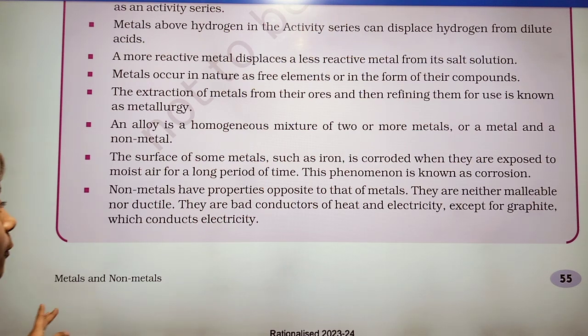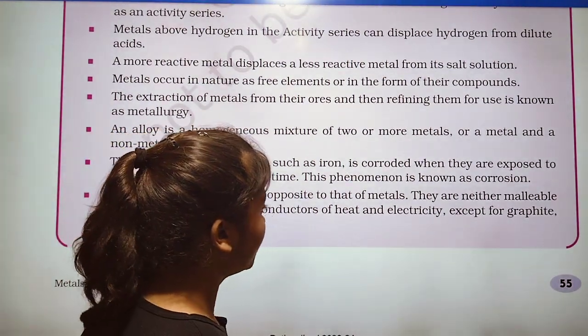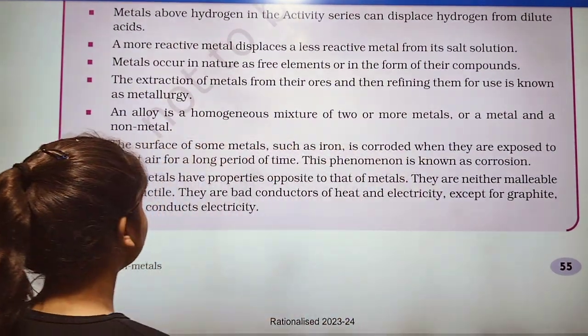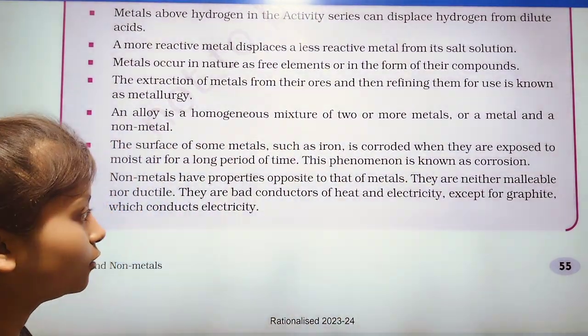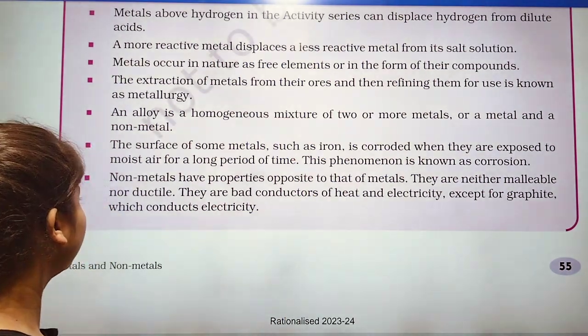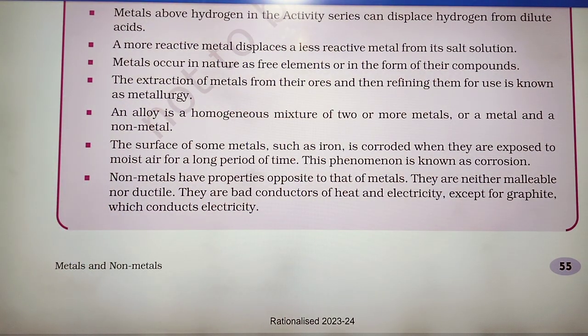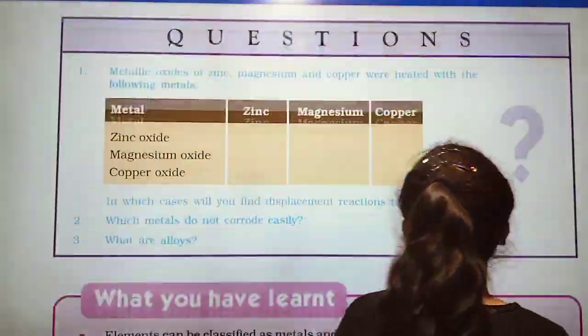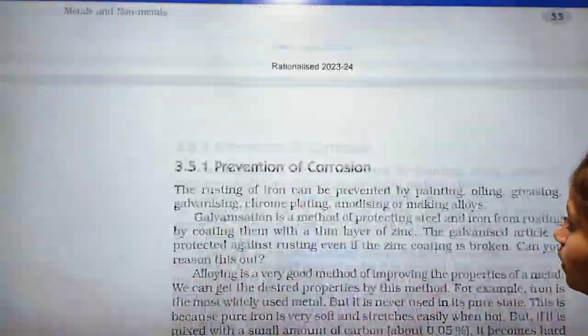Non-metals have properties opposite to those of metals, and they are neither malleable nor ductile. They are bad conductors, except graphite, which conducts electricity. It means except graphite, all non-metals are bad conductors. So this was the chapter on metals and non-metals.